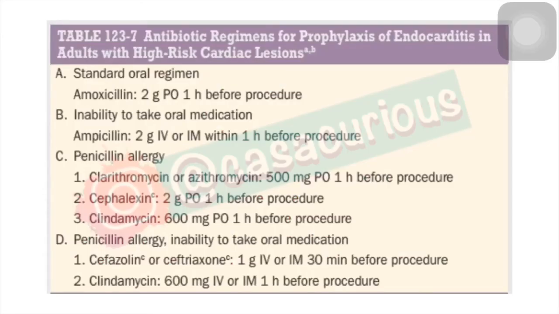This slide lists the high-risk cardiac lesions for which prophylaxis is advised.